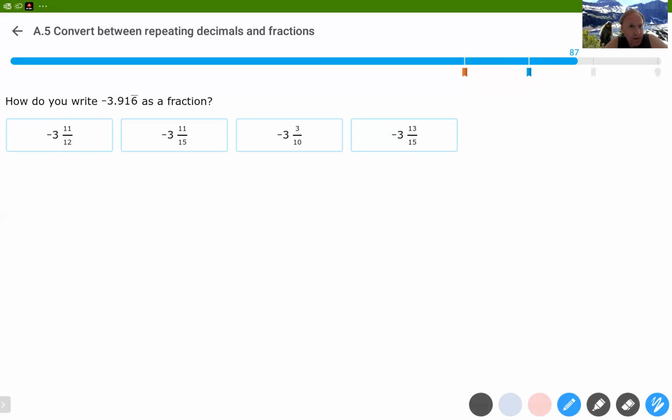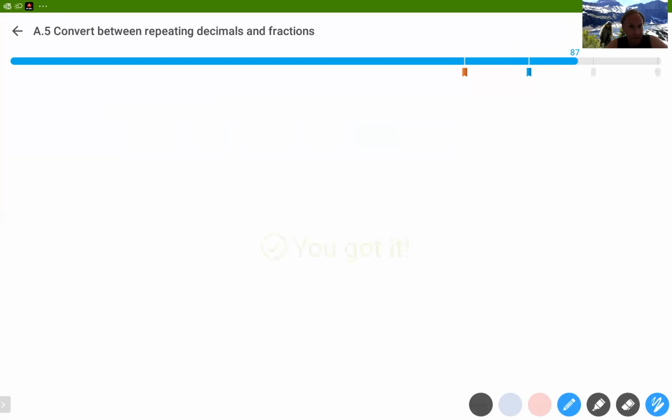And of course, we're talking about 12ths again. So we're talking about negative 3 and 11/12, and there she is. So I'm starting to recognize the 11/12 now.